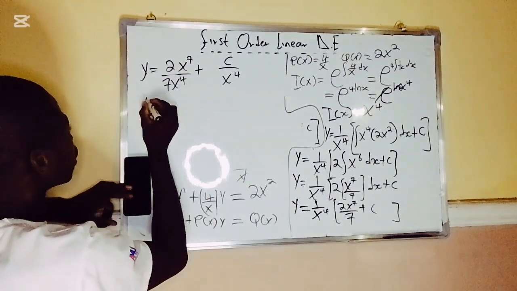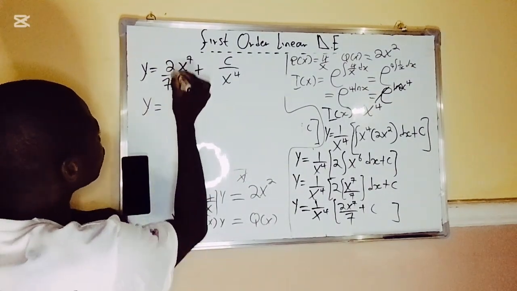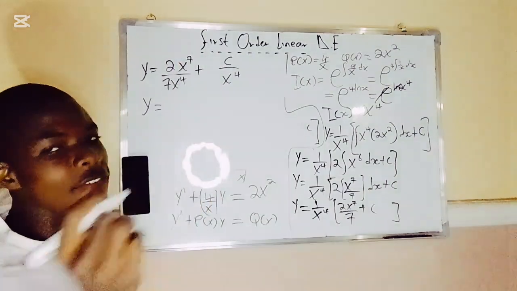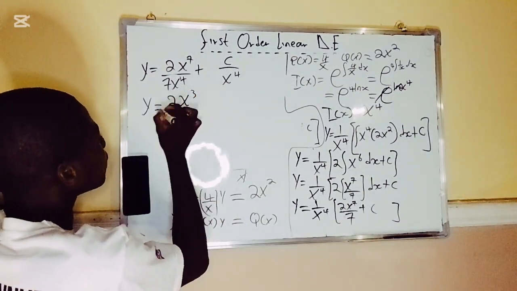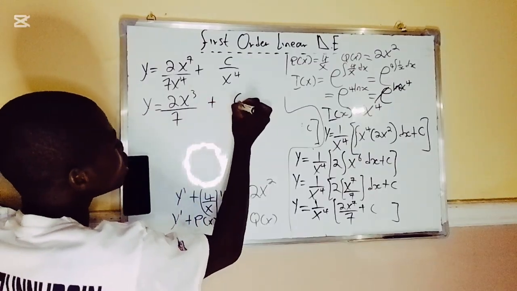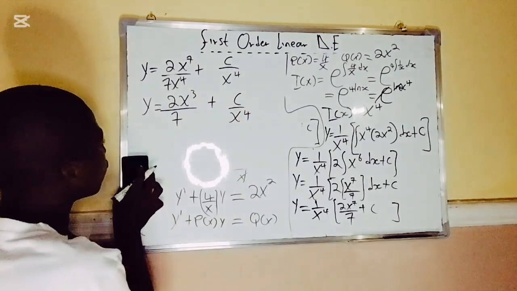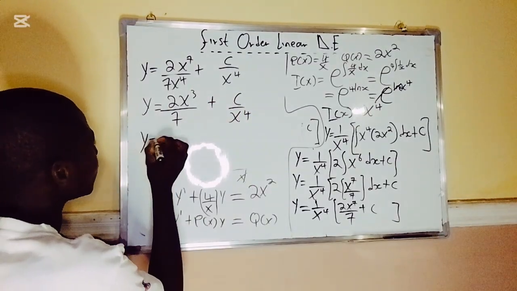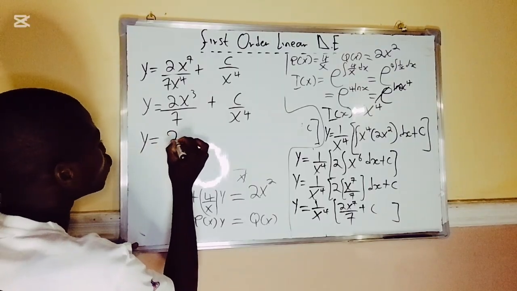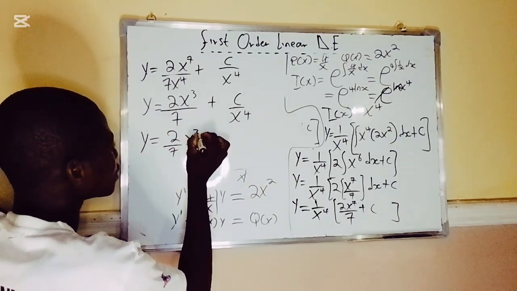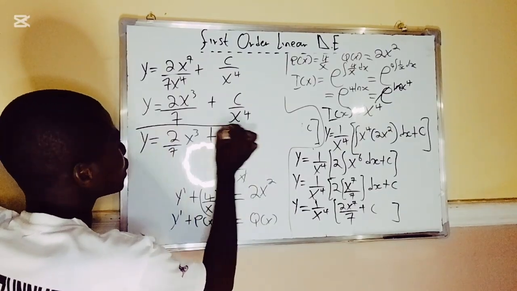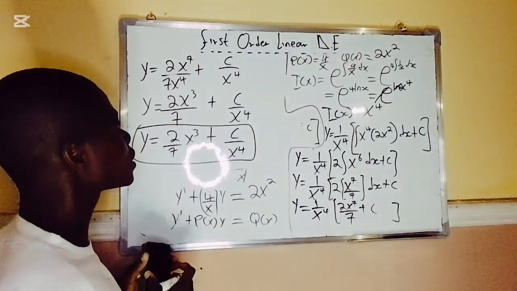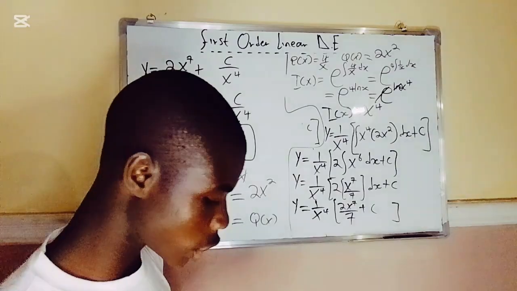So therefore y is equal to x raised to the power of 7 divided by x power 4, which will be equal to 2x raised to the power of 3 divided by 7 plus c over x raised to the power of 4. And therefore the value of y will be equal to 2 over 7 x cubed plus c over x power 4. So this is the solution to this first order linear differential equation.